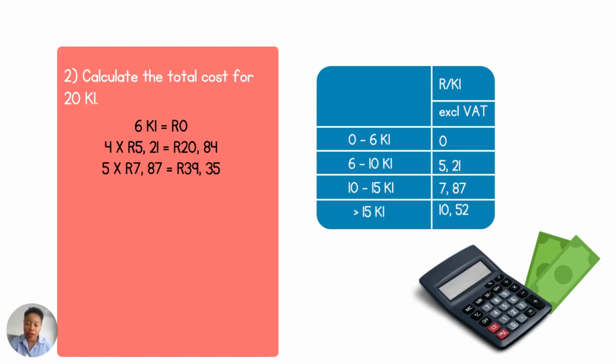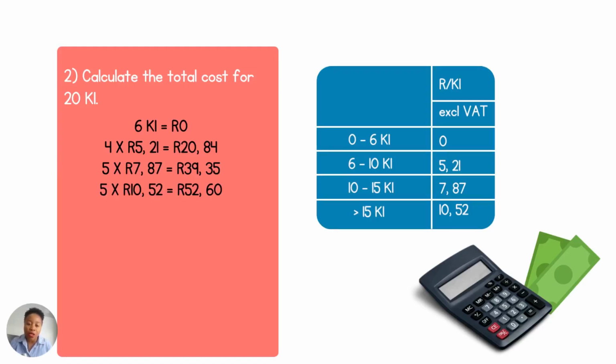And then next, we have the next 5 kiloliters. You will be charged 7 rands and 87 cents for those, and your answer will be 39 rands 35 cents for those kiloliters. So you need to keep calculating to see if you are on the right track and if you have to stop or not. So we have 6 plus 4, that's 10, and then 10 plus 5 kiloliters, that's 15 kiloliters. So we still have 5 more to go, right?